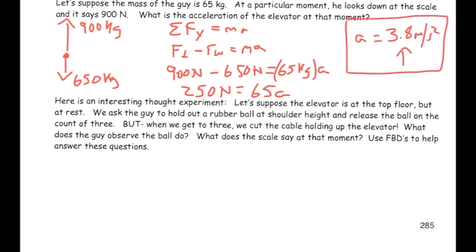Here's an interesting thought experiment. Let's suppose the elevator is at the top floor, but at rest. We ask the guy to hold out a rubber ball at shoulder height and release the ball on the count of 3. But when we get to 3, we cut the cable holding up the elevator. What does the guy observe the ball do? What does the scale say at that moment?